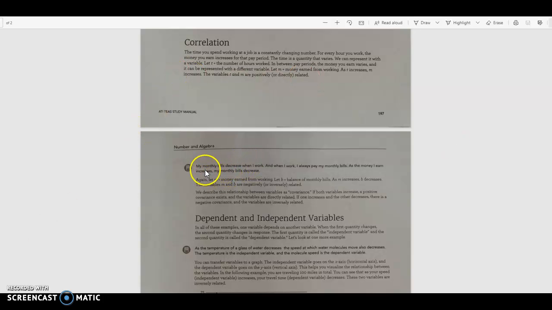In this second example, we have the monthly bills decrease when I work. And when I work, I always pay my monthly bill. So we see as the money I earn increases, my monthly bills decrease. So let M equal the money earned from working. Let B equal the balance of monthly bills. As M increases, you make more money. B decreases, the bills we owe decrease. So the variables M and B are negatively or inversely related.